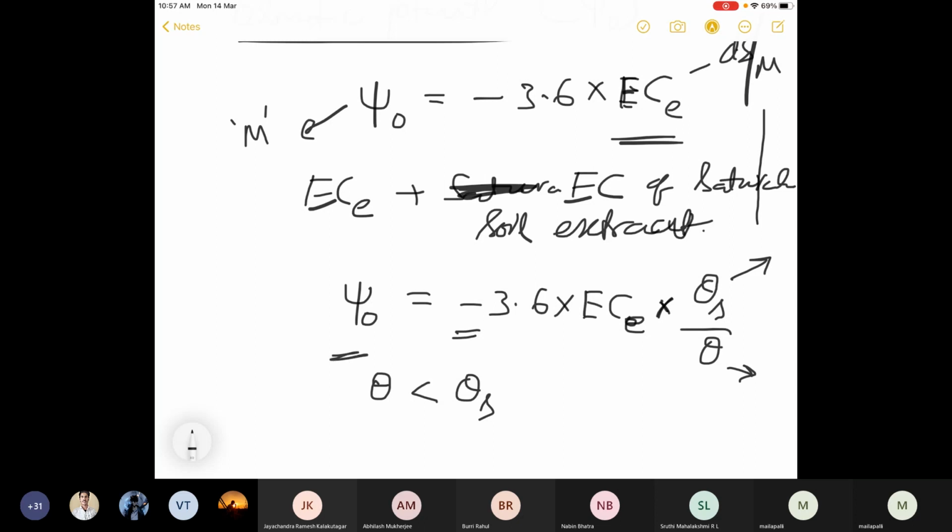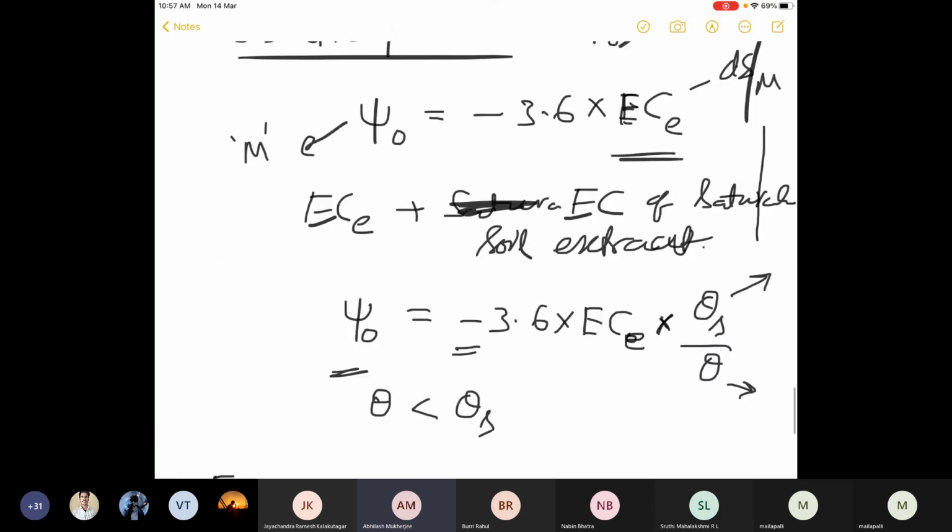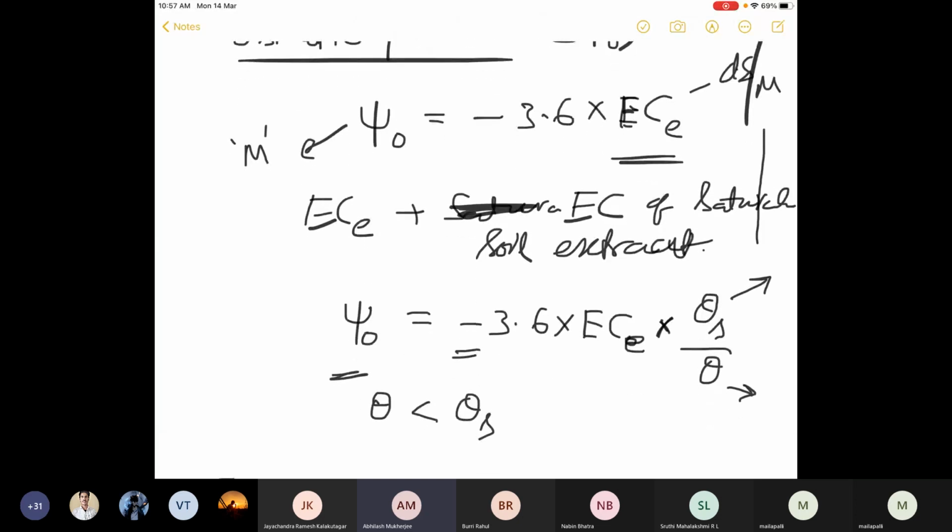All right. So I'm going to stop with the last example, right? Excuse me, sir. Sir, can you please explain what is the difference between the two formulas you wrote? When are they applicable? In the first one, you just wrote minus 3.6 into ECE, and in the second one, it's into theta S by theta. So, what is the difference?